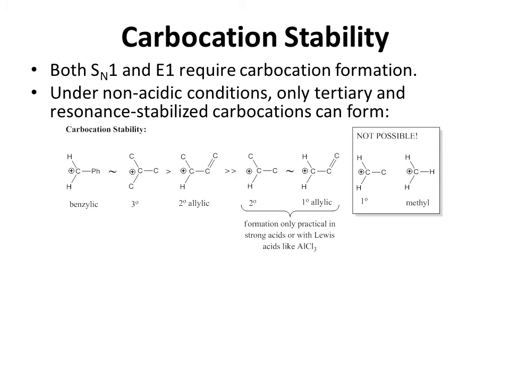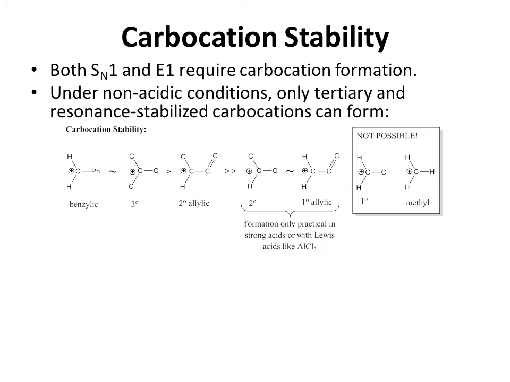So we're going to focus on the benzylic, the tertiary, and the secondary allylic carbocations as reasonable carbocations to form in non-acidic conditions. The carbocations that are not at all possible are the primary and the methyl carbocations. Chemists have tried for decades to make these, and pretty much we consider them to be impossible.